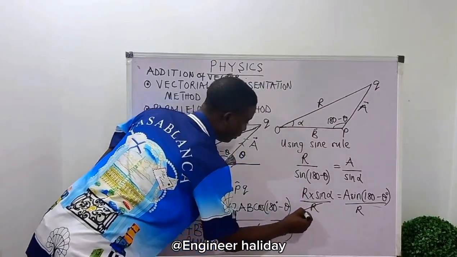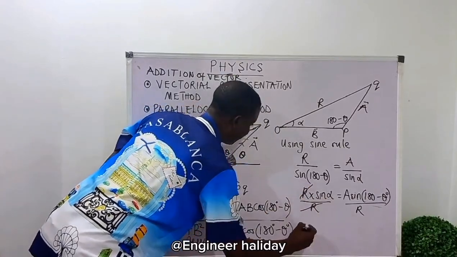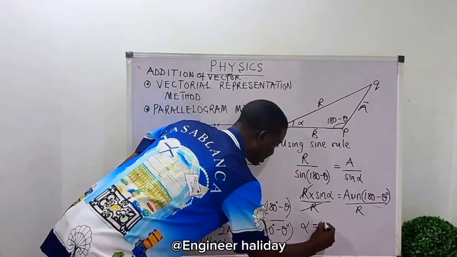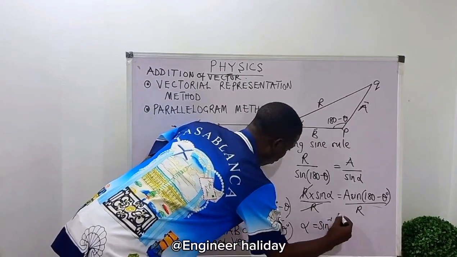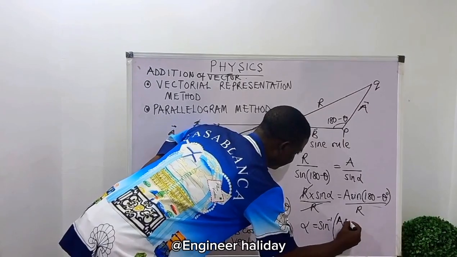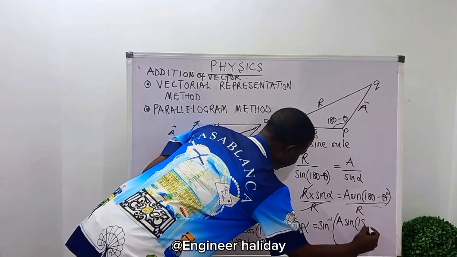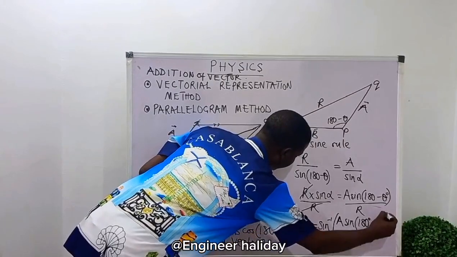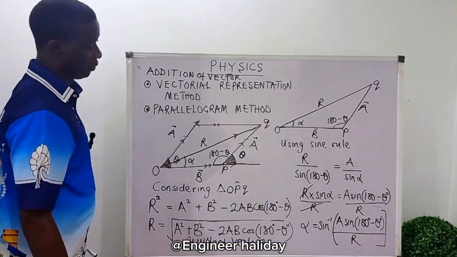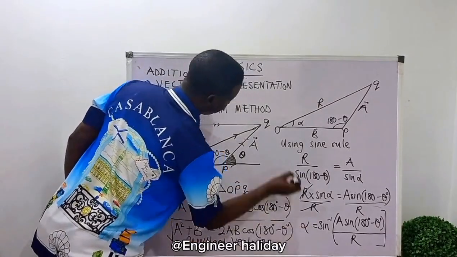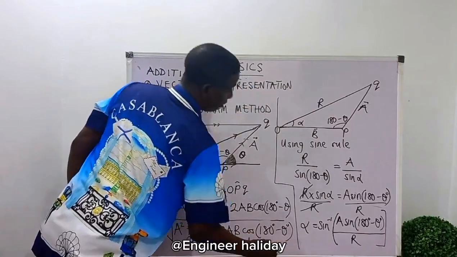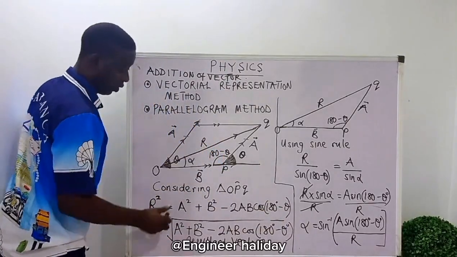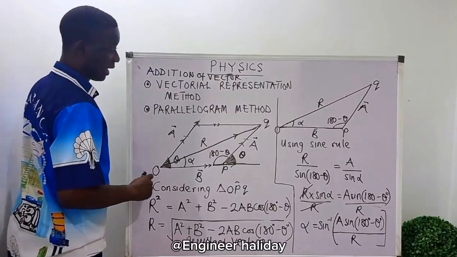If you divide both sides by R, this one will cancel this one. Then to make alpha the subject of the formula, alpha equals sine inverse of A sine(180 degrees minus theta) all over R. This will give us the direction. So this one is representing the direction of the resultant vector, while the earlier one is the magnitude of the resultant vector. So you don't mix it up when you are writing.